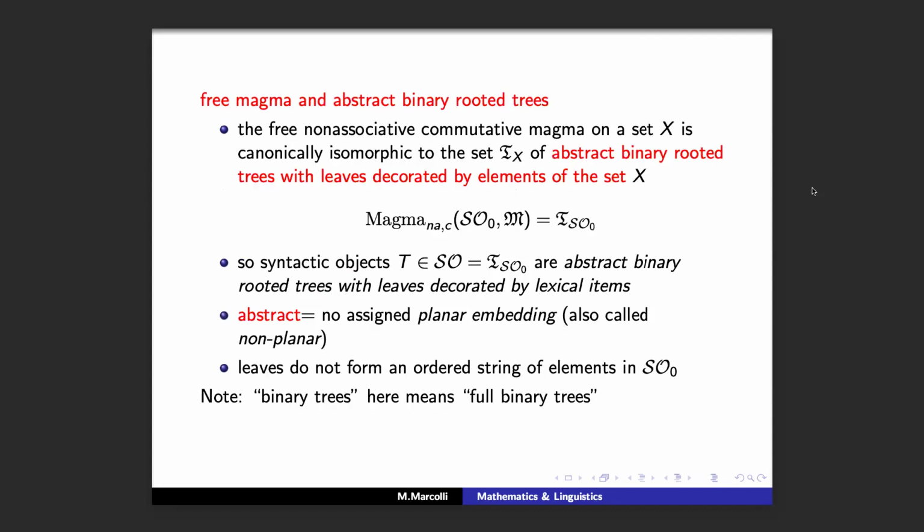Okay, so of course this is another fact that's well known, that the free commutative non-associative magma on a set is canonically isomorphic to the set of abstract binary rooted trees with leaves decorated by that set. So syntactic objects are the same thing as abstract non-planar binary rooted trees where the leaves are decorated by this set.